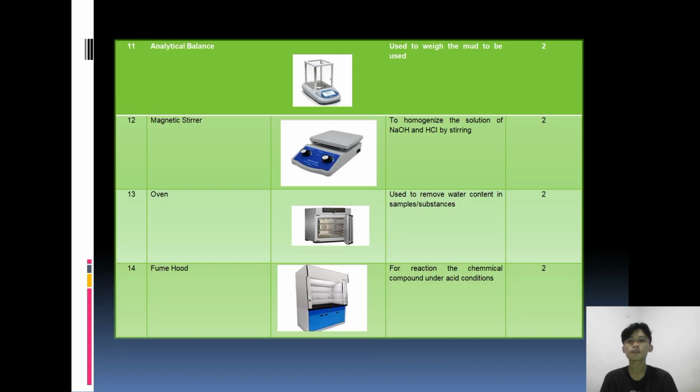Category 1. Number 11, analytical balance. Its function is to weigh the mud to be used. Category 2.